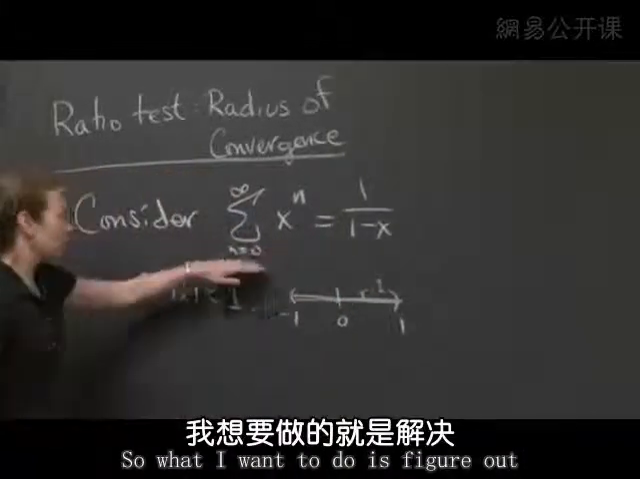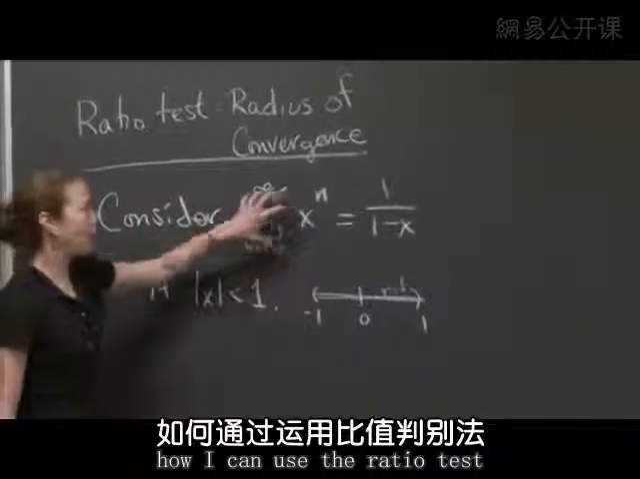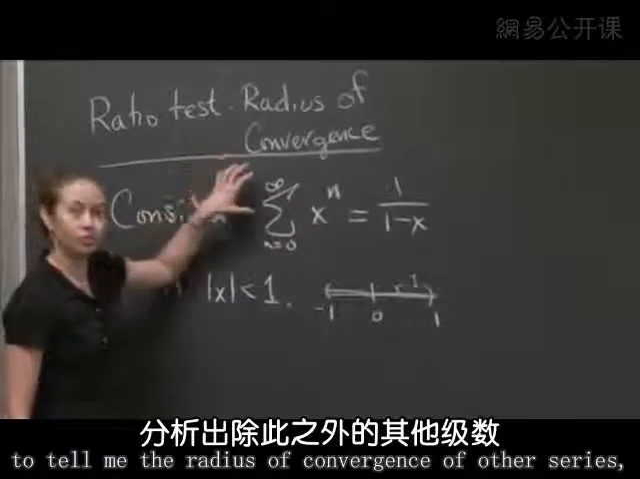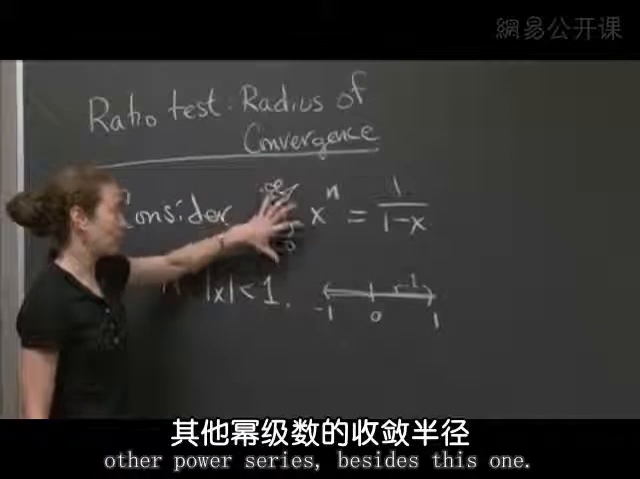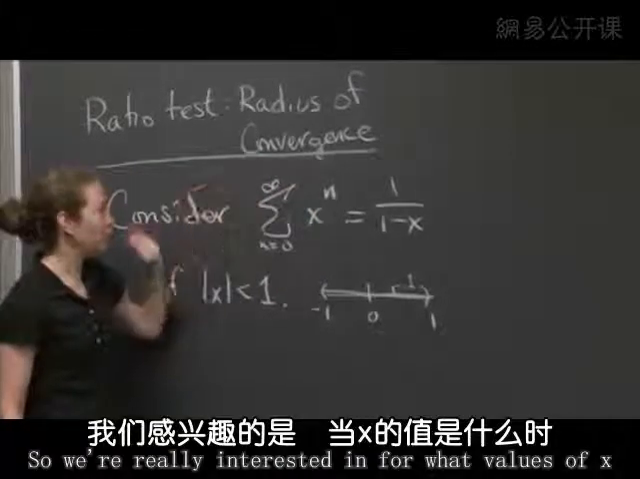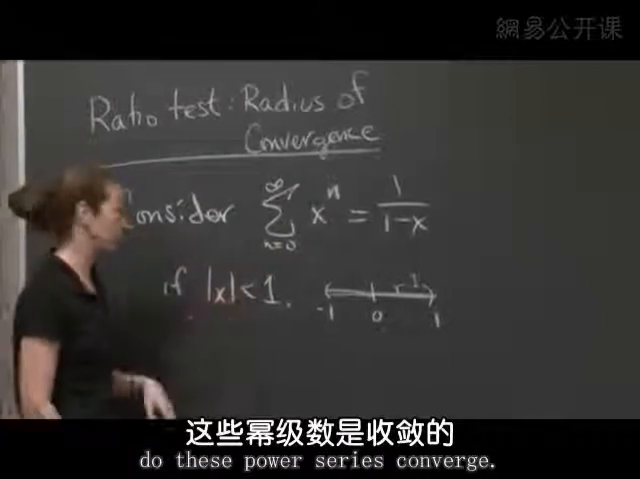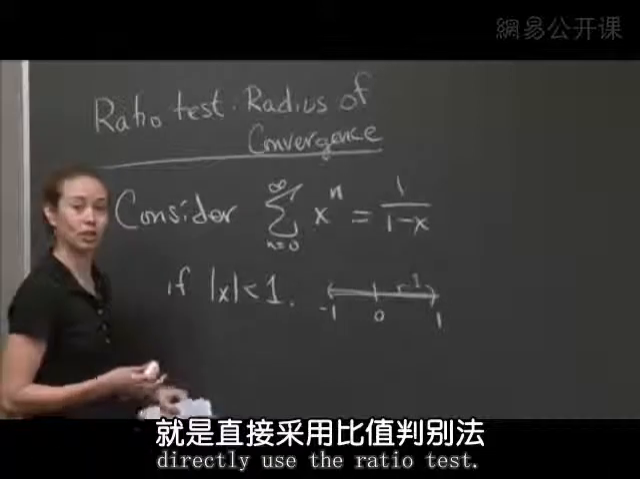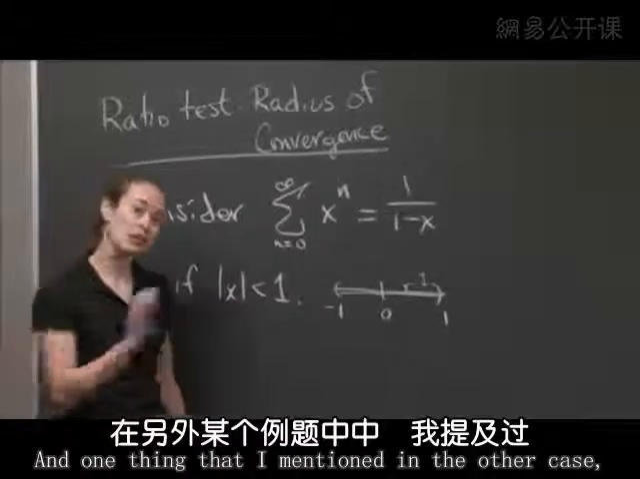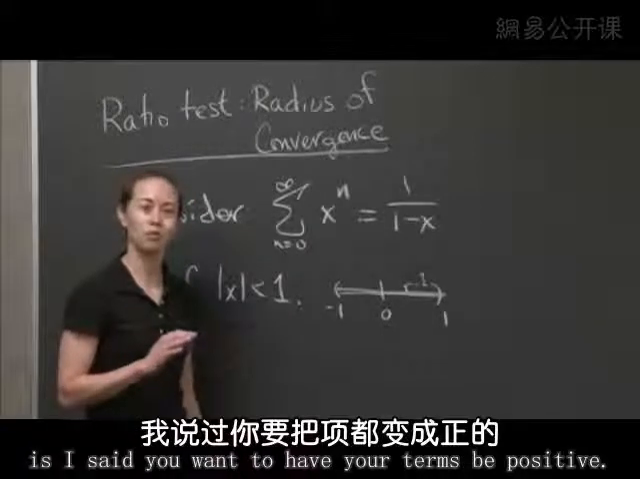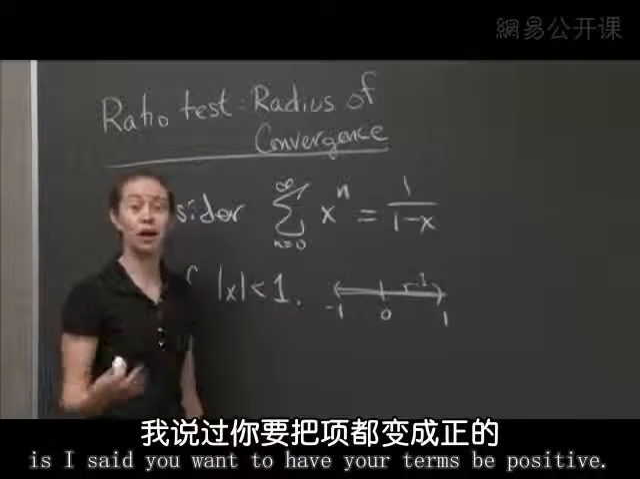Okay. So what I want to do is figure out how I can use the ratio test to tell me the radius of convergence of other series, other power series besides this one. So we're really interested in, for what values of x do these power series converge? And how we're going to do that is we're going to directly use the ratio test. And one thing that I mentioned in the other ratio test video was I said you want to have your terms be positive.